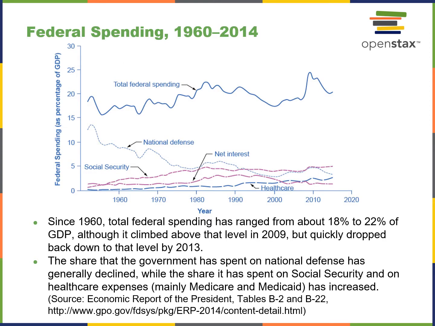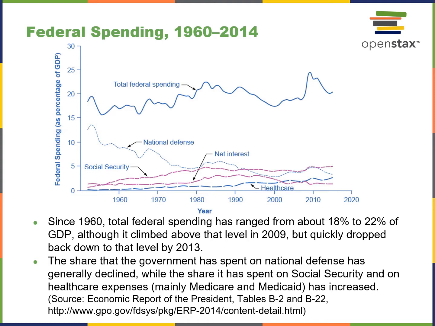And this is a graph depicting federal spending from the time frame 1960 to 2014. And what you'll see is total federal spending as a percentage of GDP. It's remained more or less level, kind of wobbly, especially toward the end. But since 1960, federal spending has ranged from about 18 to 22% of the GDP, but it climbed in 2009. It has a lot to do with government intervention in the 2008 Great Recession. It came back down to level at 2013.